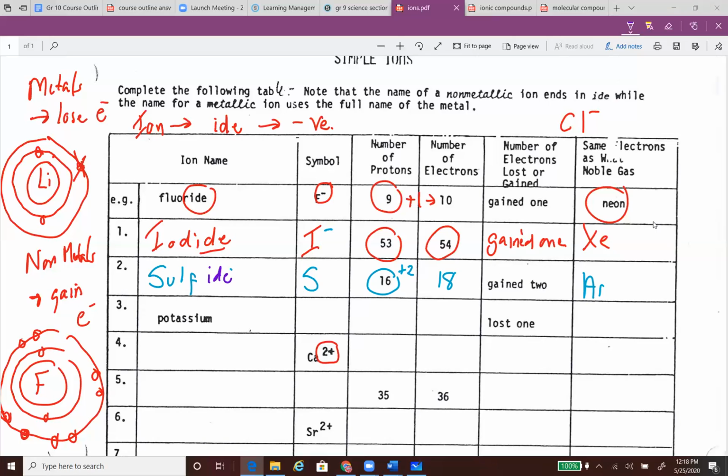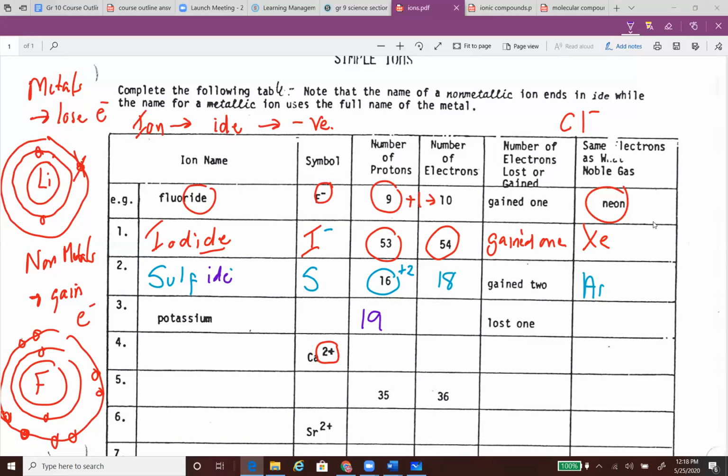Now, if it loses electrons, that's actually easier. You don't have to change the name. Okay, so things that lose electrons, like the metals, the name does not change. So, for example, potassium. Potassium is element number 19. So that means it has 19 protons. All right. Now, I forgot to put the symbol.